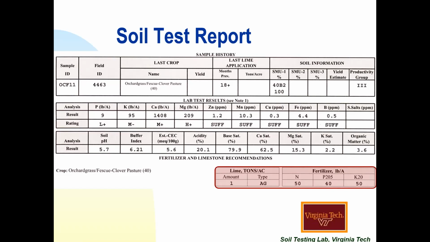And then in terms of the main fertilizer, nitrogen, phosphorus, potassium, you can see the pounds per acre recommended at the bottom. Again, nitrogen is based on the crop to be grown and the realistic yield expectation. And the phosphorus and potassium are based on the concentration in the soil and how much we need to grow a good crop.